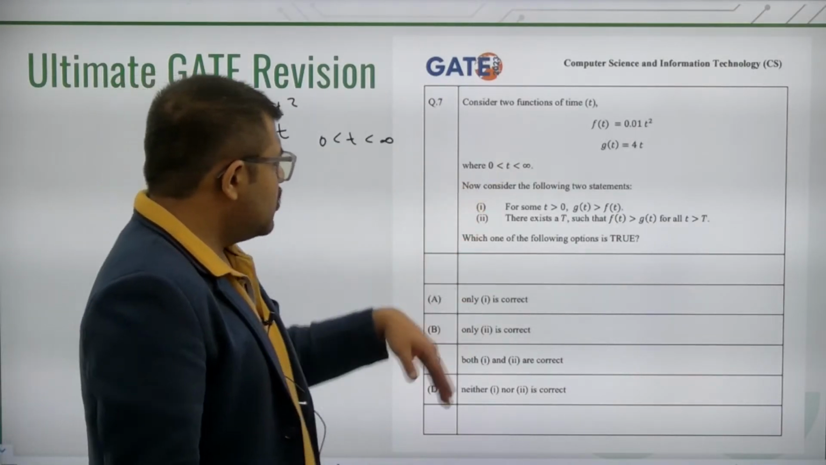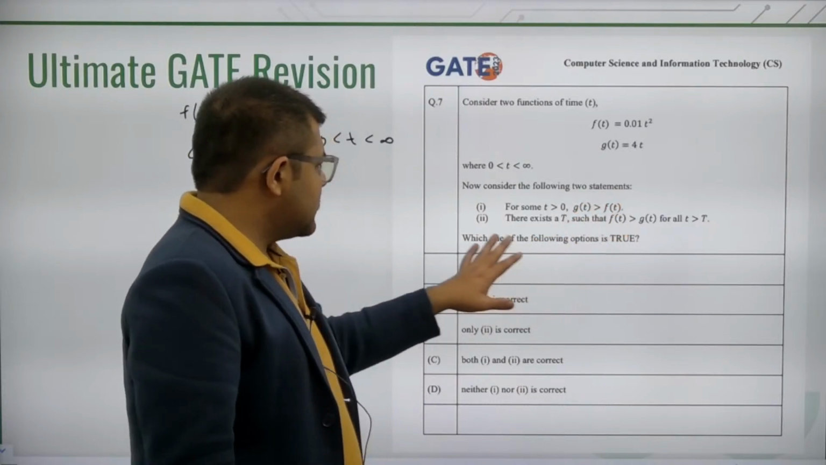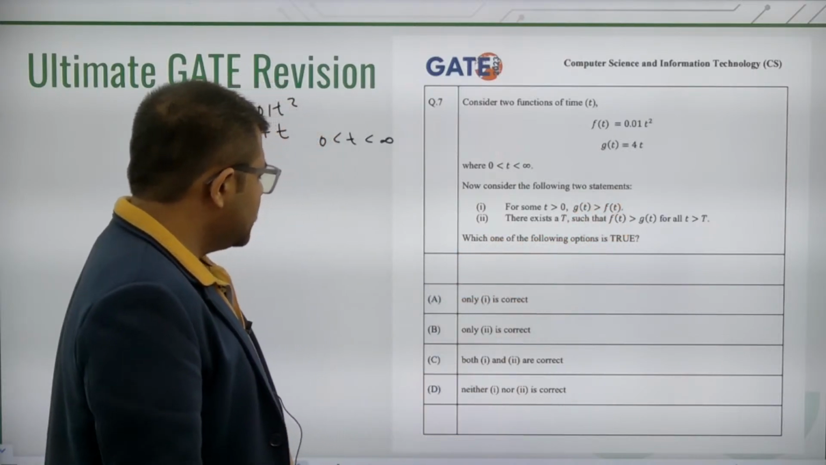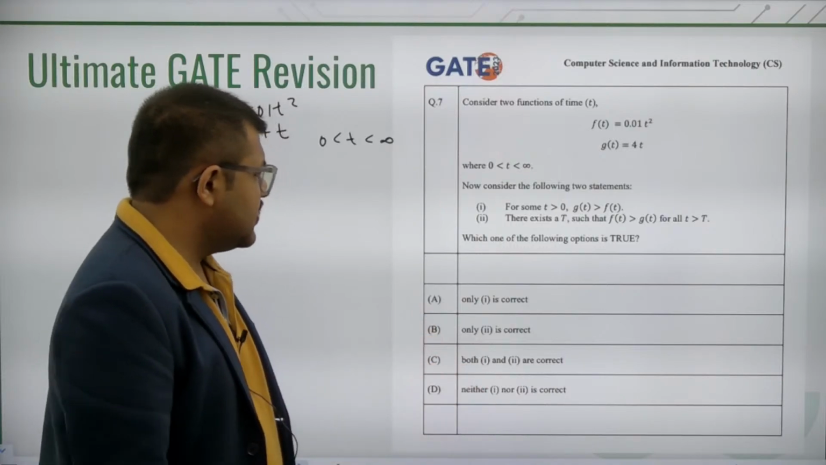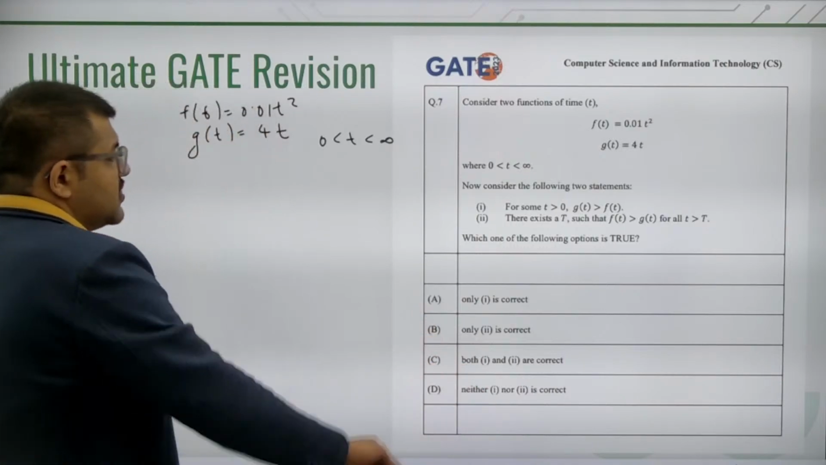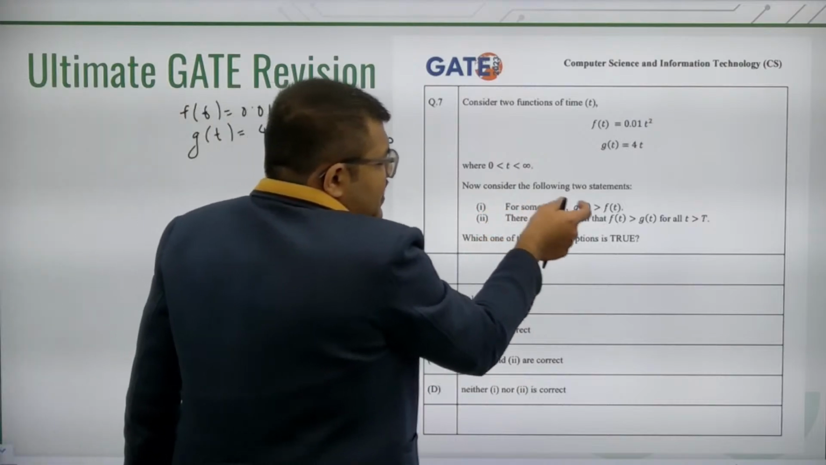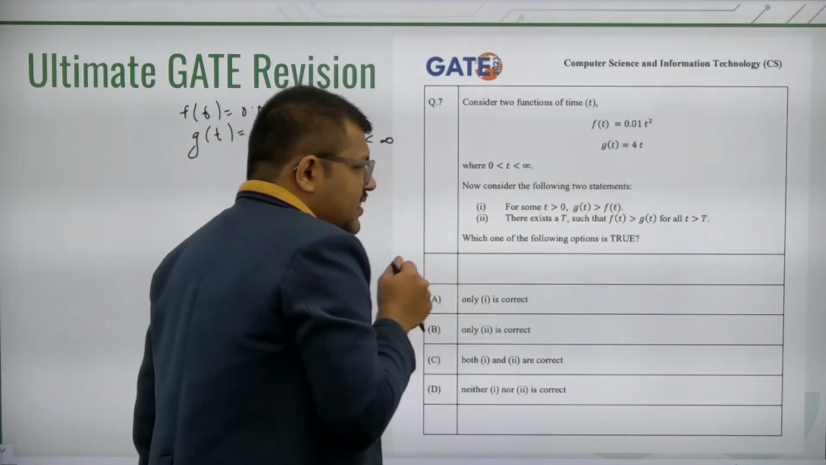Now consider the following two statements. Two statements are given, and then it is asked which of the following is true. Only first is correct, or only second is correct, or both are correct, or both are incorrect. What is the first statement? For some t greater than 0, g of t is greater than f of t.